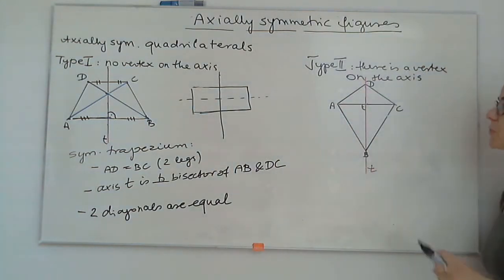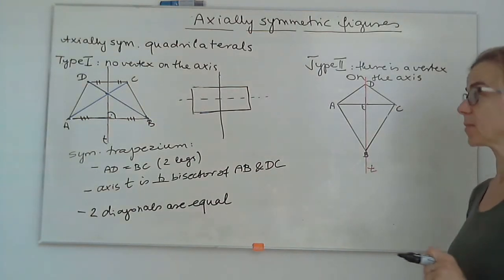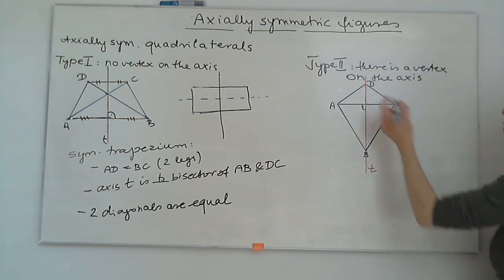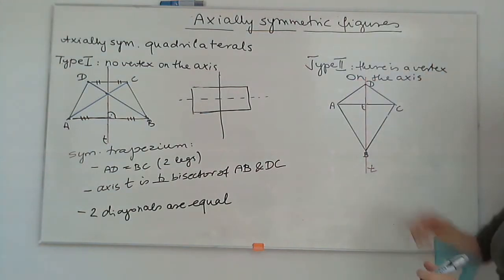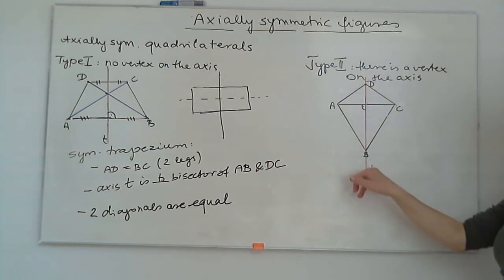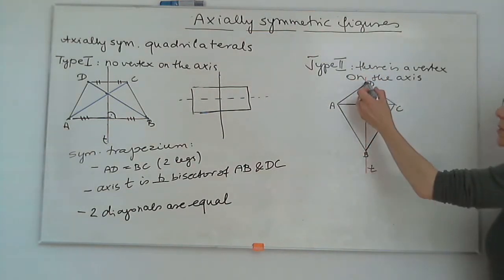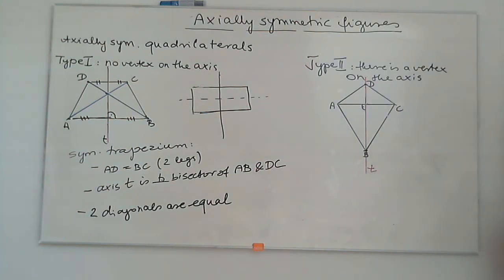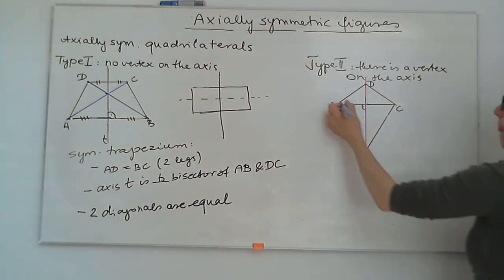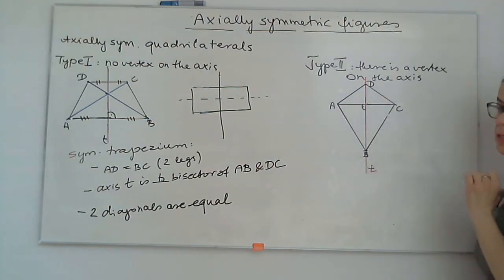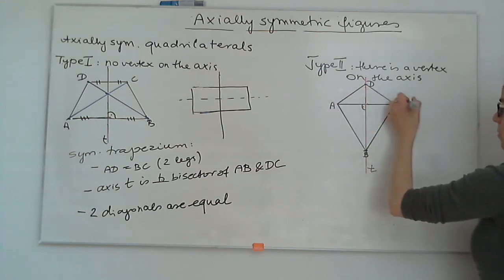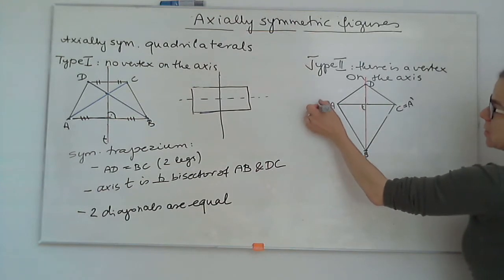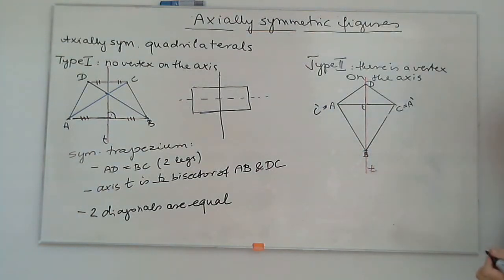Okay, let's see type 2. Type 2 quadrilaterals with axial symmetry are the ones which have one vertex on the axis. Now let's pick this D, and it is on the axis. It follows that if there is one vertex on the axis of symmetry, there are 2 points on the axis of symmetry. The other 2 vertices are each other's mirror images. So the mirror image of A is A dash, which is C, and the mirror image of C is C dash, which corresponds to A.